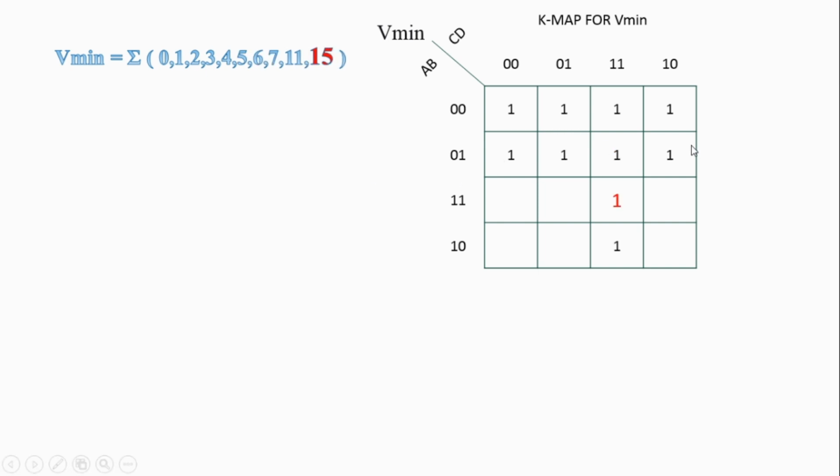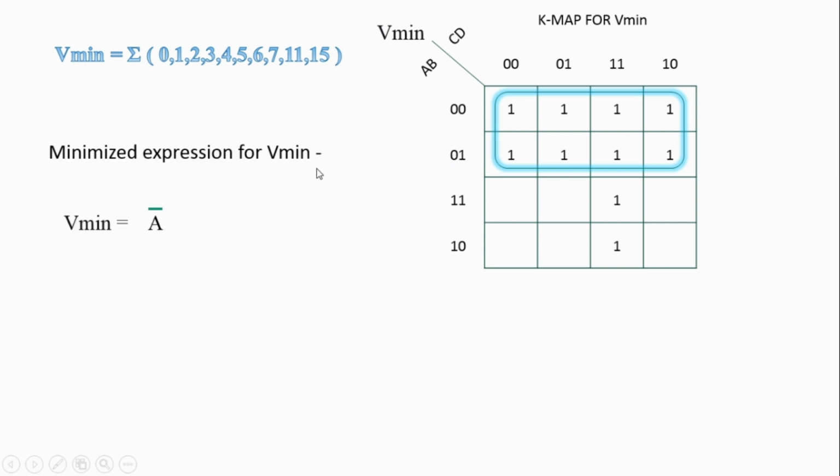Next, for the V min, we have to fill 0, 1, 2, 3, 4, 5, 6, 7, 11 and 15. Here we can see that by filling this K-map there is one octet, so we will create one octet. In the expression for this octet, C and D both are changing in this direction, and in this direction only A remains constant, B is also changing, so A bar is the expression for this term. Okay, now the next grouping is this one. If we take this, it is a pair, but if we include this one, it will create a quad. So making this quad, the term for this quad is C and D because A and B are changing.